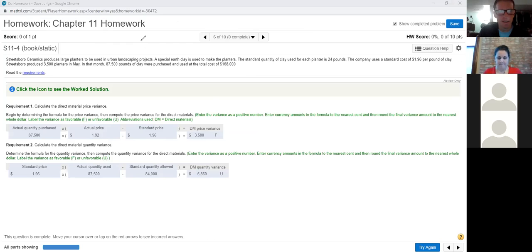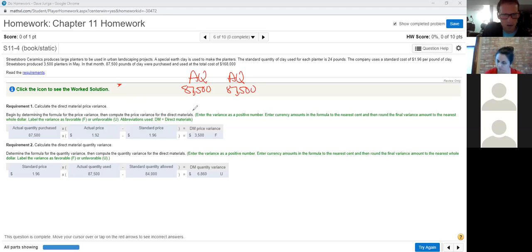So, for example, you can see how they're showing you this formula. This says determine the formula. This is for the price variance. You've got actual price versus standard price, and then actual quantity purchased. This is how you would calculate it. But just for us, I would have written it out like this: if we were doing the price variance, I would have done AQ, and they purchased 87,500.